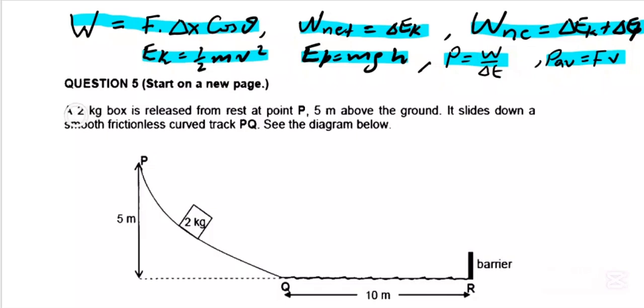They say a 2 kg box is released from rest. So from rest, which means we have the initial velocity there, from rest at P, 5 meters above the ground. So we also have the height there, 5 meters above the ground. It slides down a smooth frictionless curved track PQ. See the diagram below. So we are given the diagram.